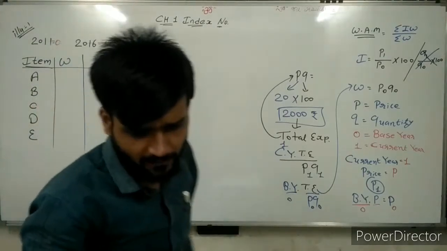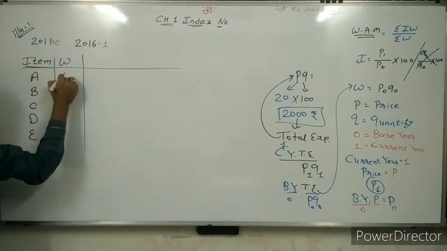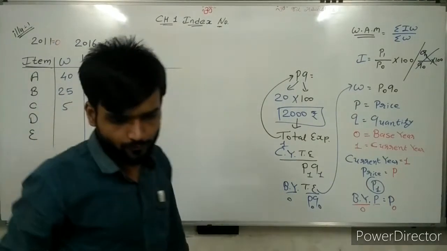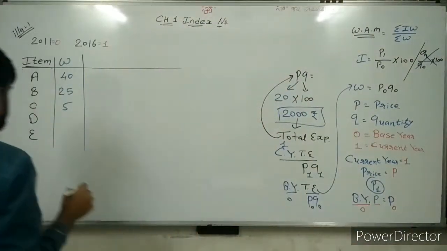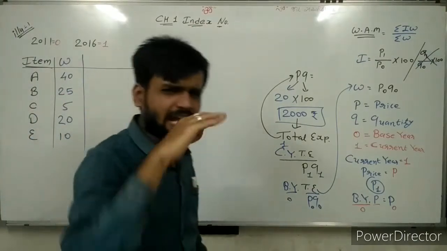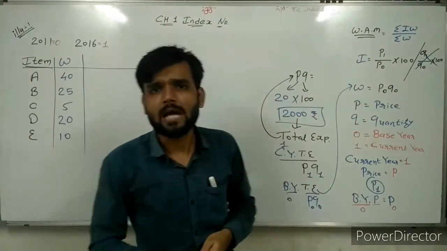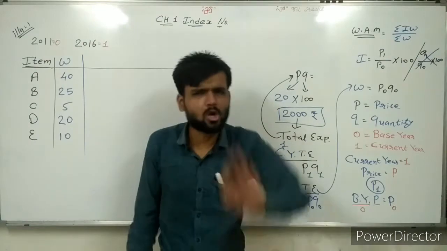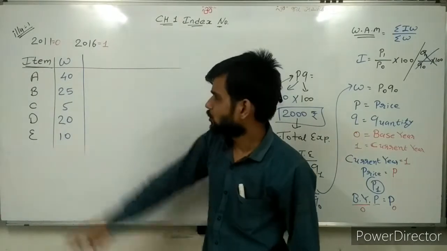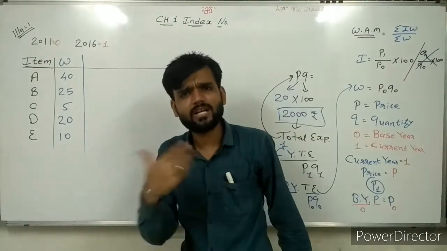So respective weights are given: 40, 25, 5, 20 and 10. Whenever in an example weight is directly given, then don't think about P0, Q0. How it comes, don't worry about it because it is directly given, so do it without any tension. So here I have written W, which is given in the example.